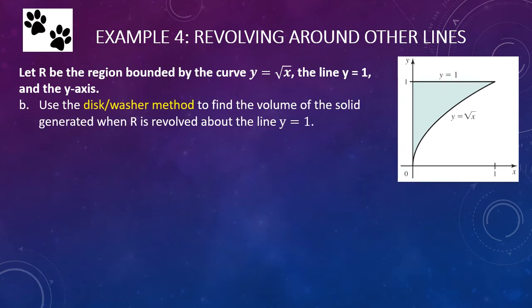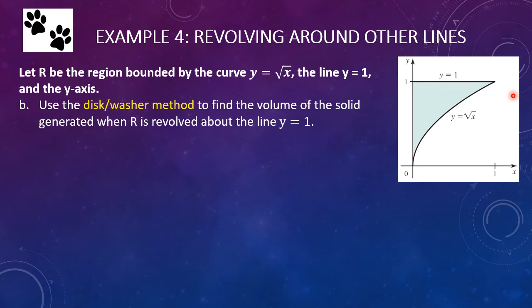Now let's look at part B for this problem. We have the same curve, y equals the square root of x, the line y equals 1, and the y-axis for the boundaries of the region. Part B says to use the disk washer method to find the volume of the solid generated when R is revolved around the line y equals 1. Notice that is actually one of the boundaries of our region.